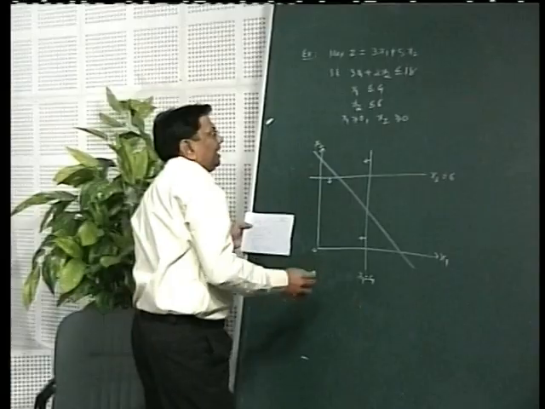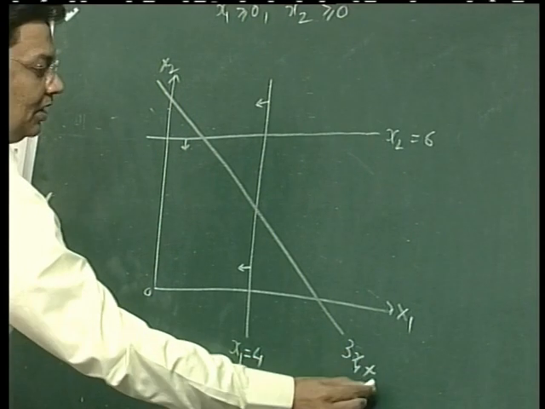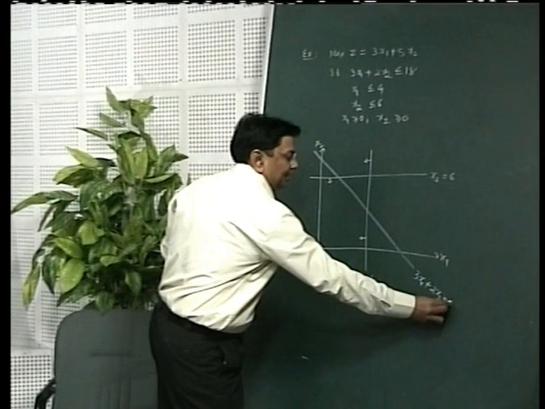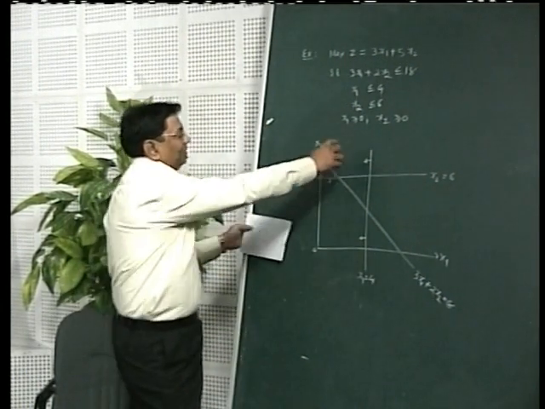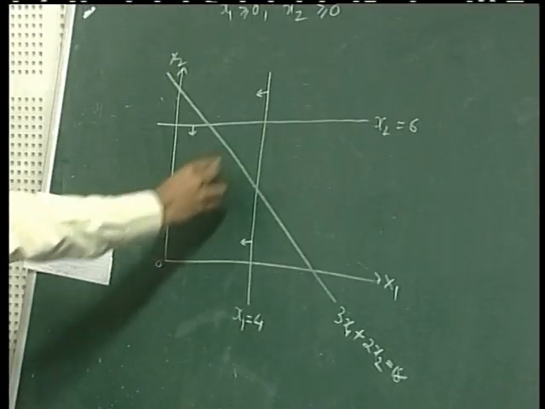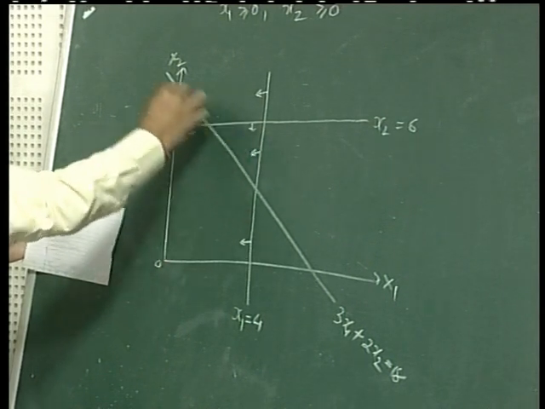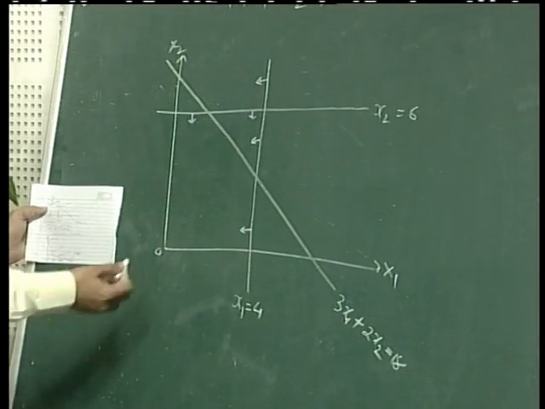So this is the line which represents 3x1 + 2x2 = 18. Now in the previous two it was very easy to get the direction, like in this case it was this way, but here it is not that easy. But the method is there, very simple.